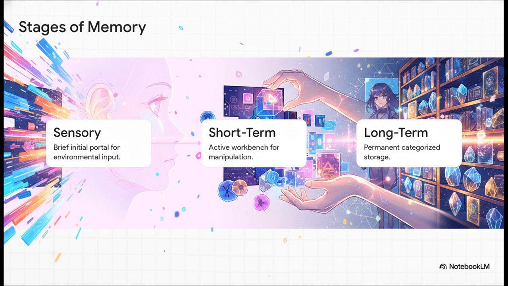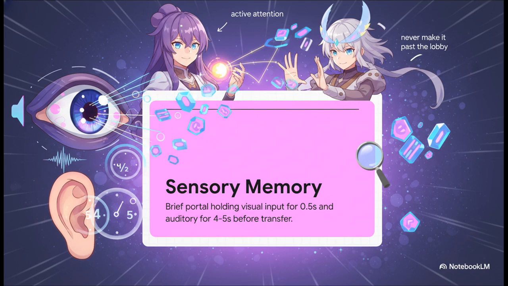Their model establishes the exact physical layout of how data moves from that very first initial input step by step toward permanent storage across 3 distinct stages. Now, what's truly fascinating here is the sheer speed of this very first stage. Sensory memory is this incredibly brief initial portal for all environmental input. If you see something, those visual stimuli linger for as little as half a second, just a flash. If you hear something, auditory stimuli last maybe 4 or 5 seconds.